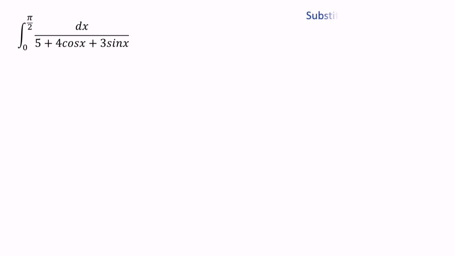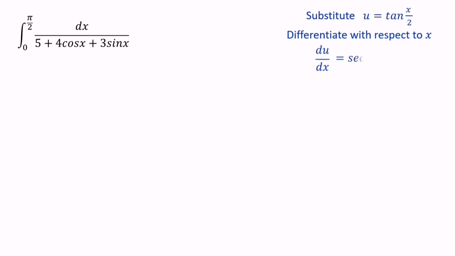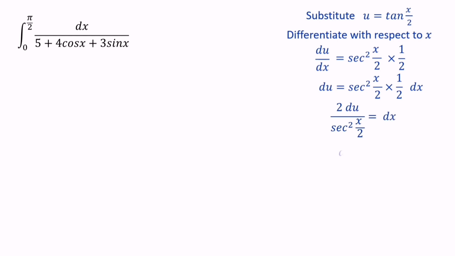Substitute u equals tan x over 2. Differentiation with respect to x. Differentiation of the u value we can write as du over dx. Differentiation of the tan x over 2 value we can write as sec squared x over 2. Differentiation of the x over 2 value we can write as half. Then we can cross multiply denominator value dx. After that we can subject dx value as 2 du over sec squared x over 2.